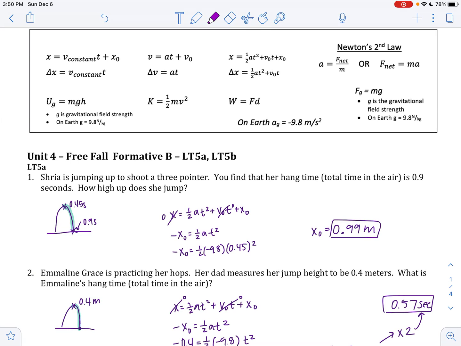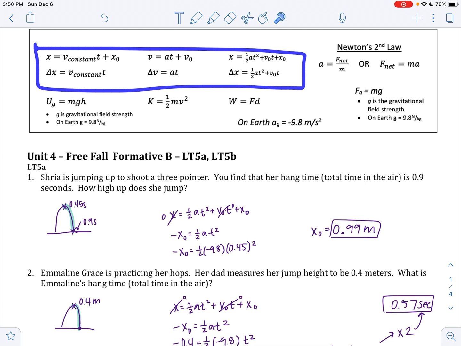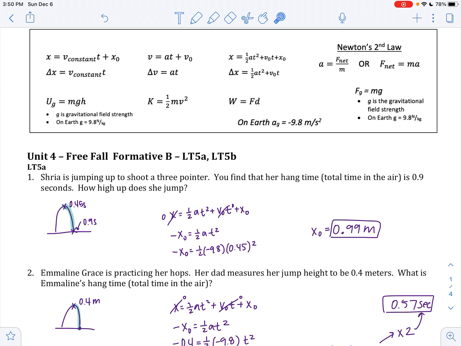All right, I'm going to walk you through Unit 4, Freefall Formative B. First off, I just want to draw your attention to the equations at the top. It's important that you understand what each equation is and when to use them. This segment here, these are the kinematics equations or the motion equations.